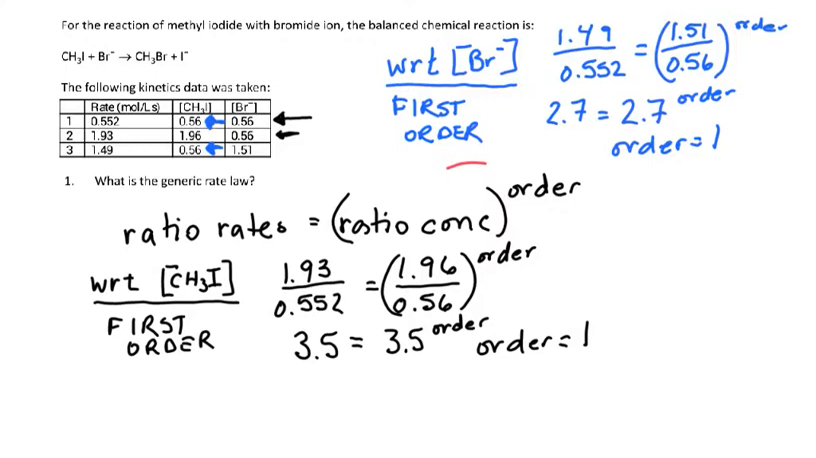So the generic rate law for this reaction: rate is equal to the rate constant times the concentration of methyl iodide to the first power times the concentration of bromide ion to the first power.